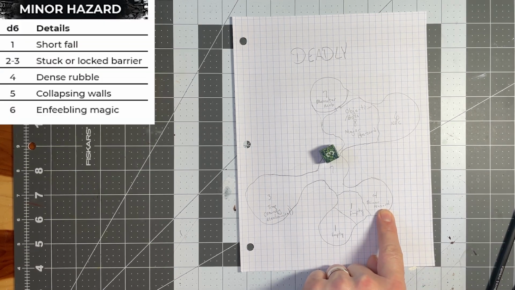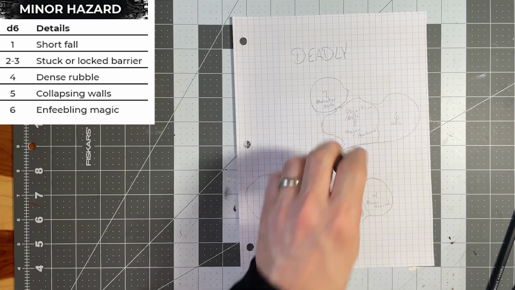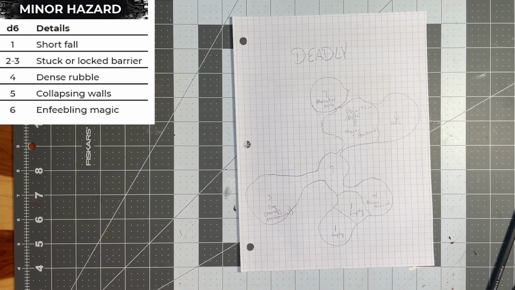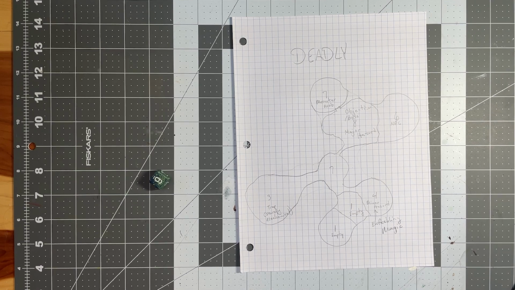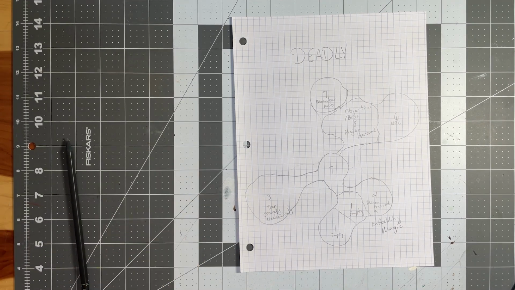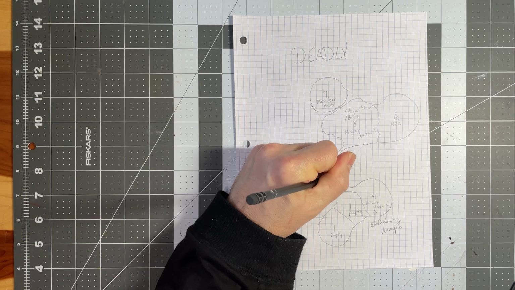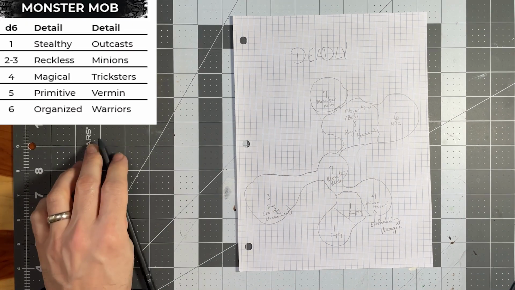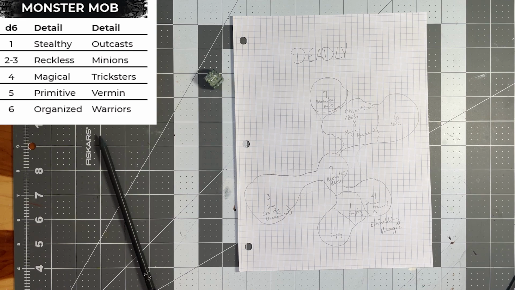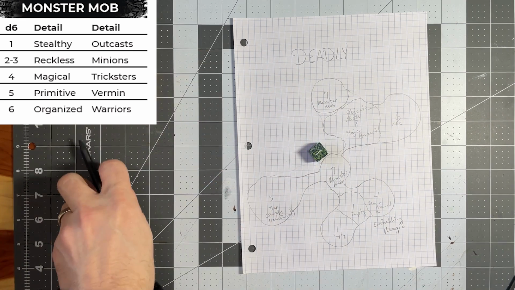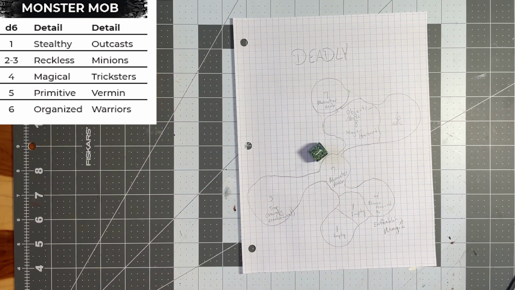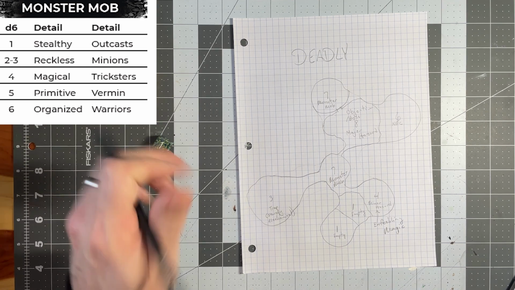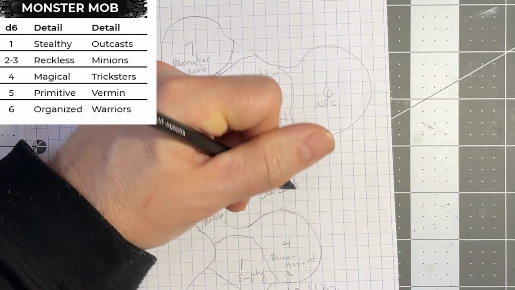Next room is a minor hazard, so I'm going to roll on that minor hazard table, and I get a 6, which gives me enfeebling magic. Sounds fun, maybe. Now moving on to that central room where I forgot to write down the monster mob earlier. So I write that in, and then I roll on the monster mob table. I get a 1, and that gives me stealthy outcasts.